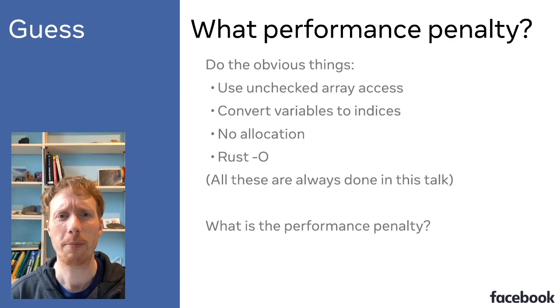So this simplicity has a performance penalty. But would you like to guess what the performance penalty is? Before you do, I should say, we've done all the obvious things. We're using unchecked array accesses, which isn't the default in Rust. We've converted the variables i and x from being strings to being integers, 0 and 1. There's no allocation happening in this code, and we've optimized the Rust code with -O. And for the rest of the talk, we can just assume those things are done throughout. What do you think the performance penalty is?